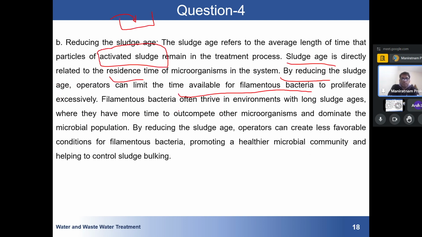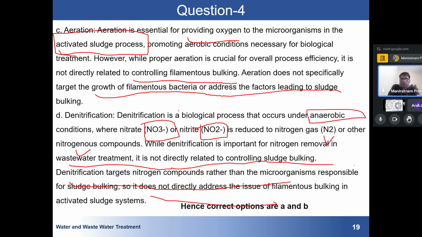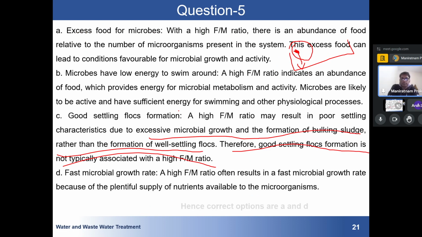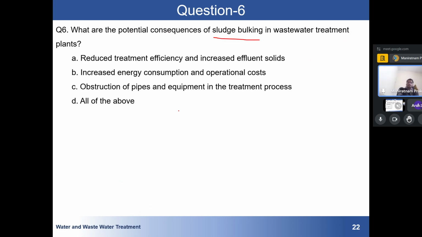So based on this definition and the different terms which I have explained, I hope that you are able to answer this question. Again, this is a multiple correct question: what is the potential consequence of sludge bulking in wastewater treatment?